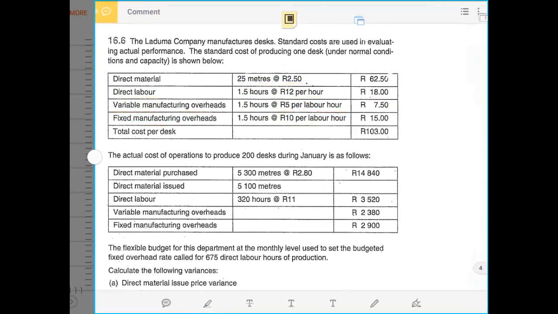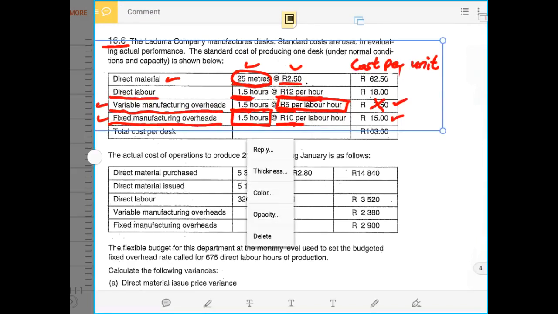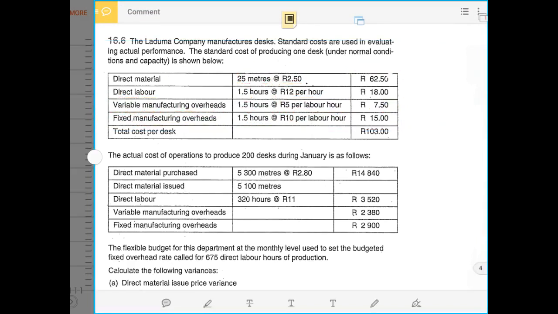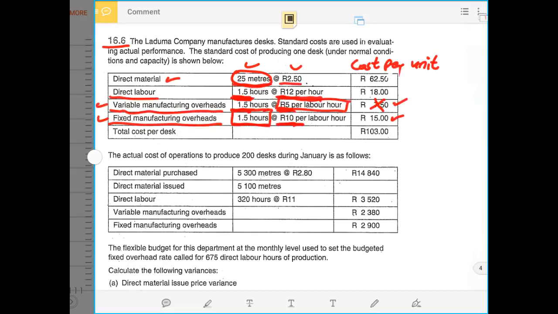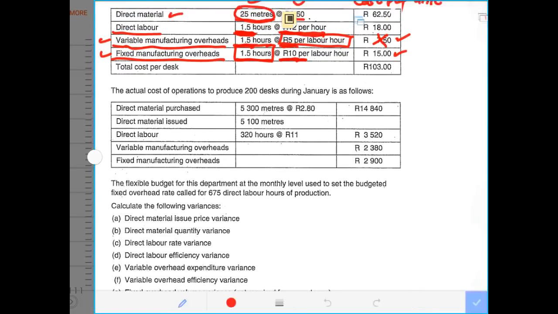But as I emphasized to you once again, we don't make use of the cost per unit when we do our variance. They just provide us with this information, sometimes just to test if you know what to use and what not to use. So that was standard information, or budgeted information. Then below that they say the actual, take note, therefore the information below here is the actual information.